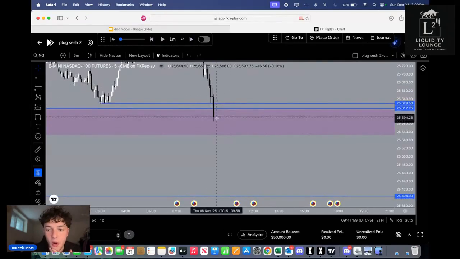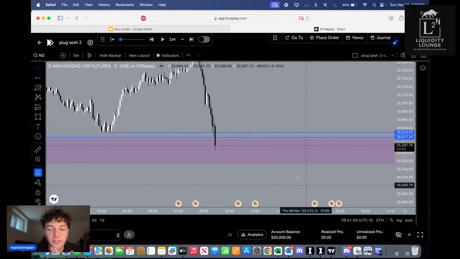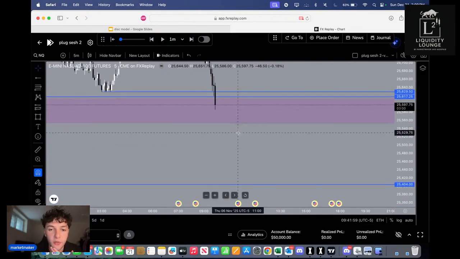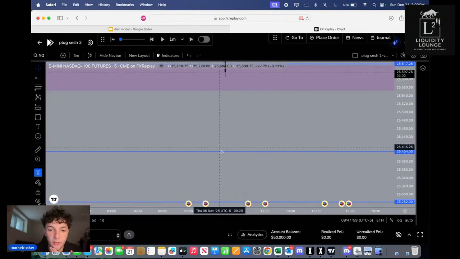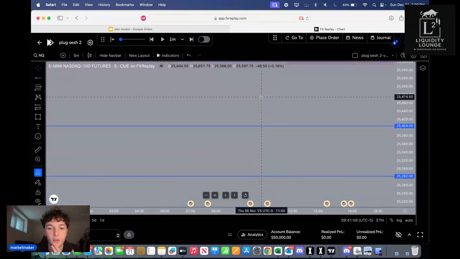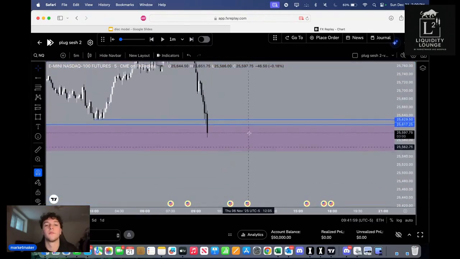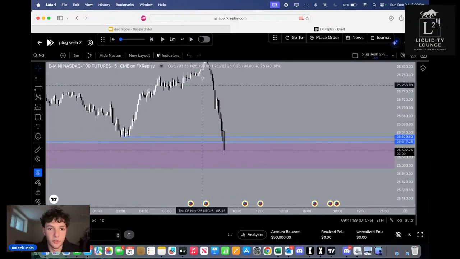Now we're inside this 4-hour fair value gap, and it is currently 9:41. So what we're going to want to wait for is to see if price is respecting this level, or if we disrespect this fair value gap to move lower to this 4-hour swing low down here, and ultimately previous day's low. So we're just going to let that play out.